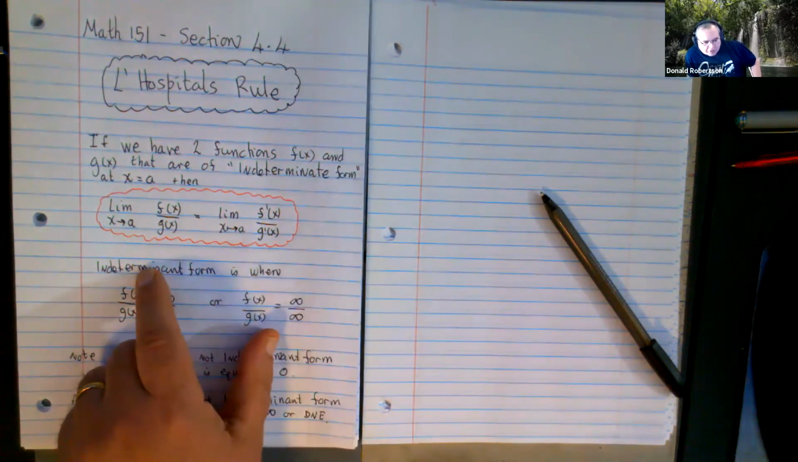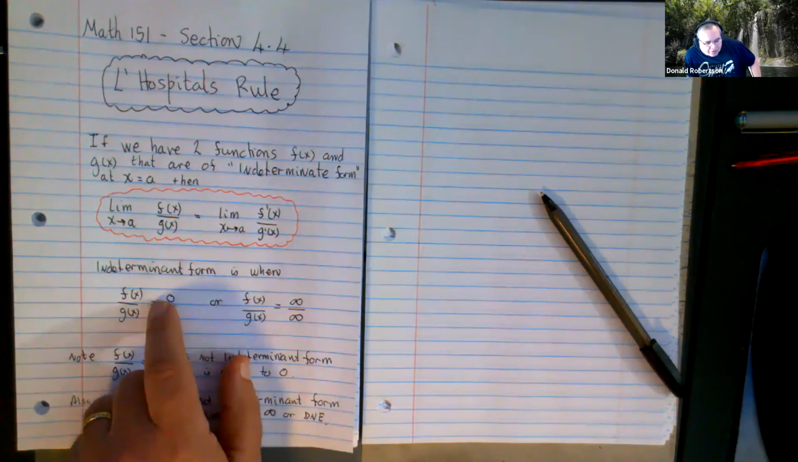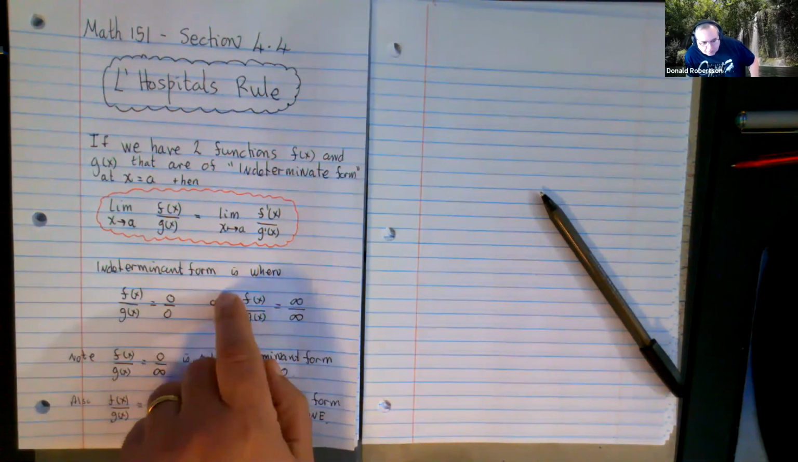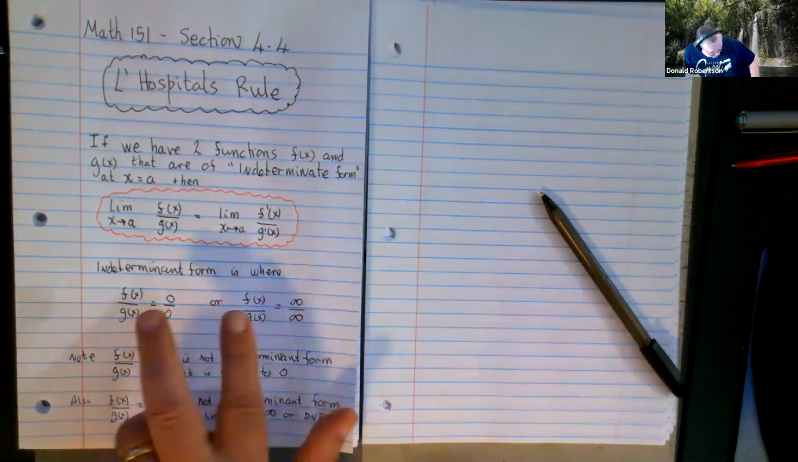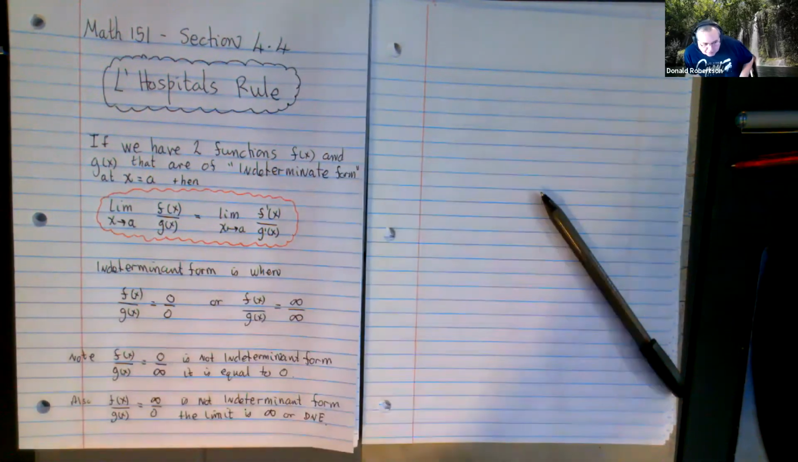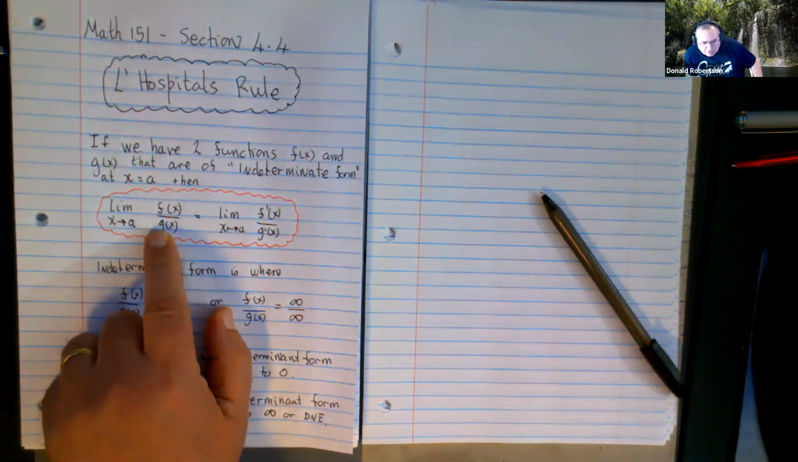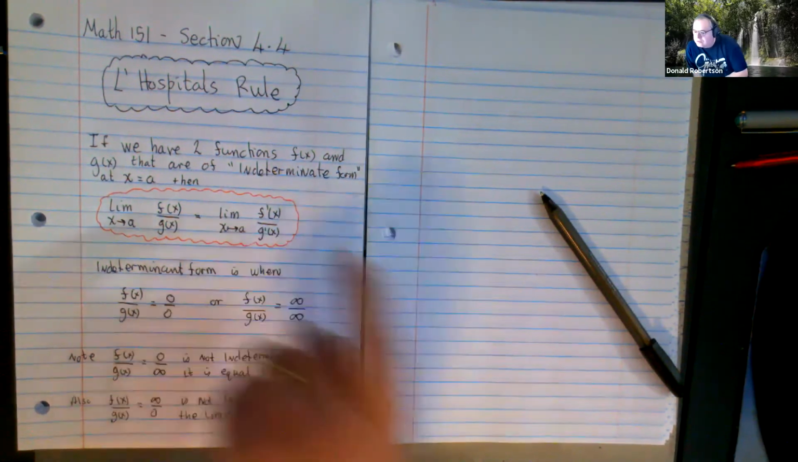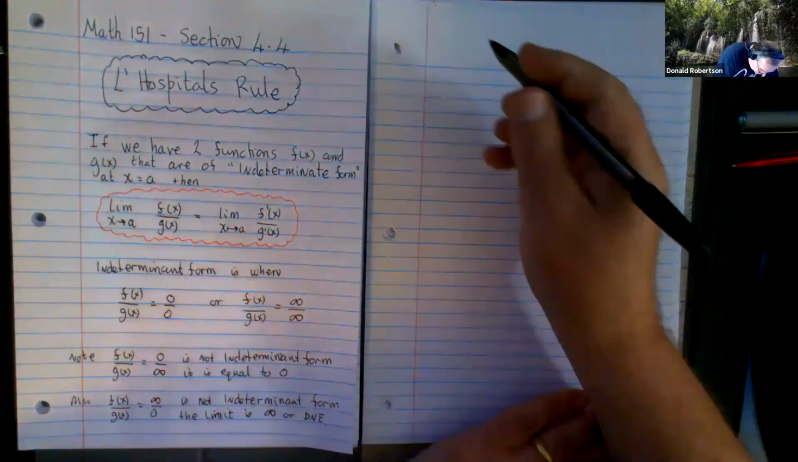Now, when we use the words indeterminate form, what we mean is that the top and the bottom are both zero, or the top and the bottom are both infinite. So L'Hopital's rule allows us to find the limit of fractions by finding the same limit of their derivatives. It's impressive that that's true, but it is. Let me show you how it works.